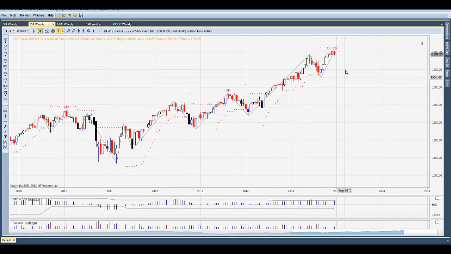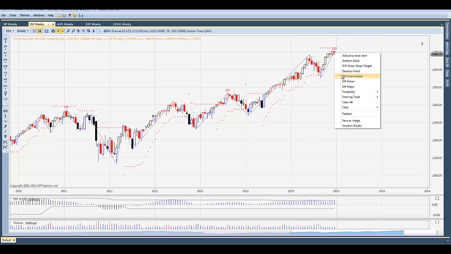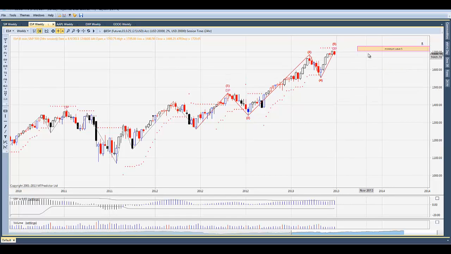And let's just do some analysis here. We've got a decision point sell signal coming in that tells us we've got some divergence up here, and also we have some weekly decision point resistance in that area as well. If we right click, choose Elliott Wave Intermediate, we're just asking the software, do we have a pattern here? And of course we know we do if we've been paying attention to the weekly market update.